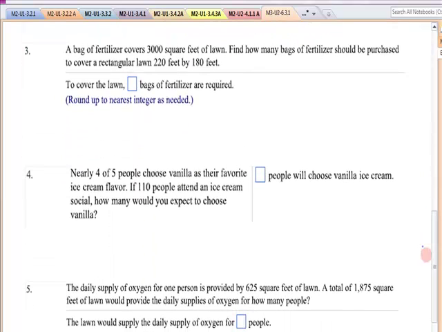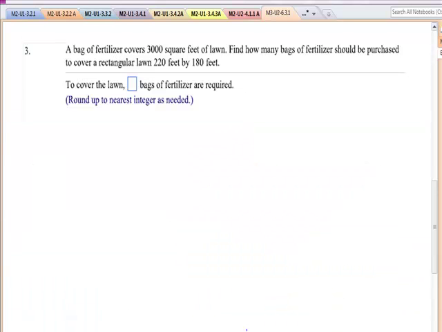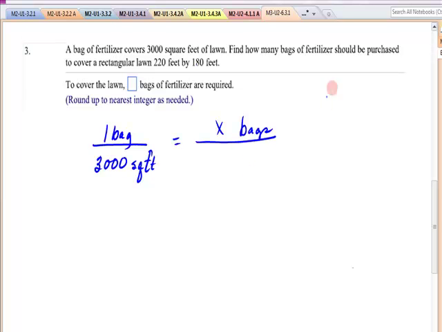All right, let's take a look at number 3. It's a fertilizer problem. A little bit different though. It says a bag of fertilizer covers 3,000 square feet of lawn. One bag, 3,000 square feet. Find how many bags, so we'll have X bags, should be purchased to cover a rectangular lawn that is 220 by 180. They did not give me the square feet, but they gave me enough information to calculate it.